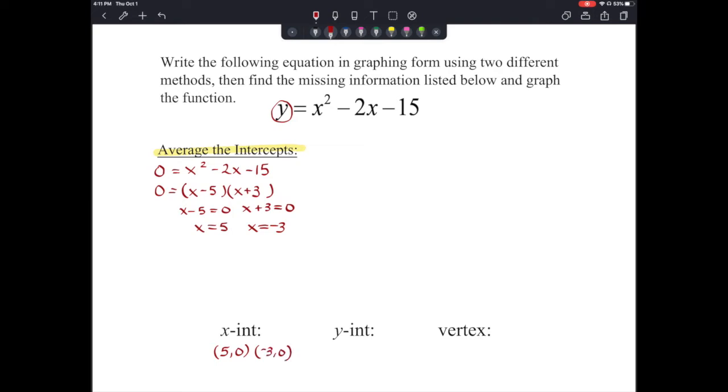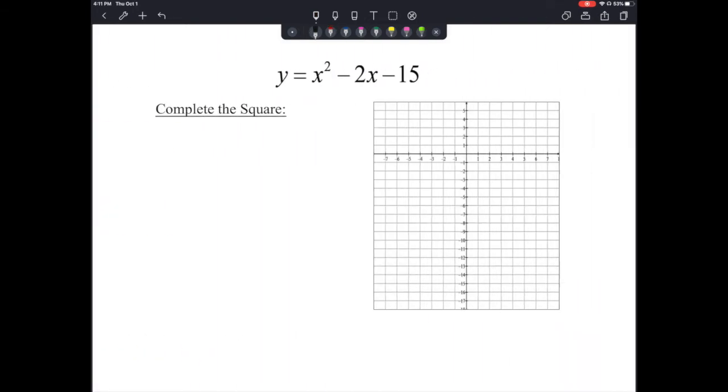Our y-intercept for this one, remember, ends up being our c term when it's in standard form. So we could say here that our y-intercept is (0, negative 15). And our vertex, well, we don't know the vertex, and we need to find that. Now, rather than graphing it, and there is a space for graphing this on the next page, I'm going to jump over here. I know that my x-intercepts were at (5, 0) and (negative 3, 0).